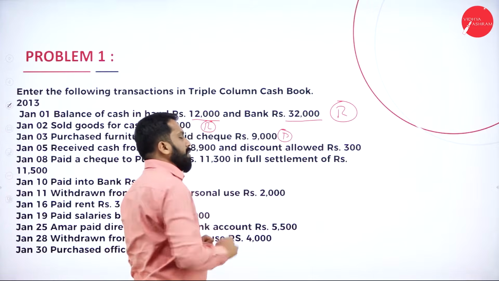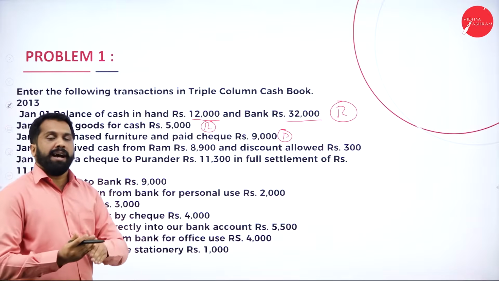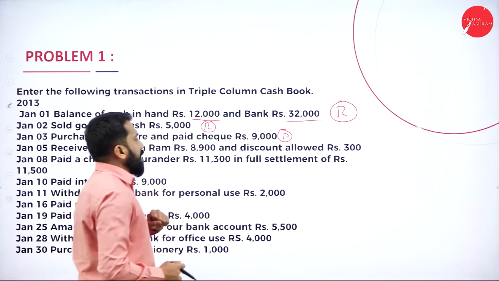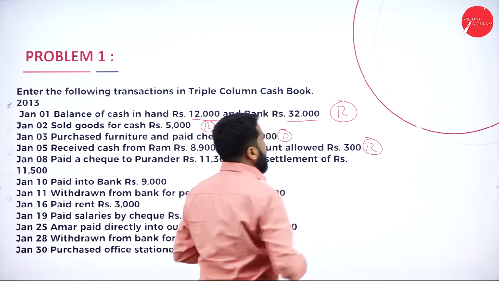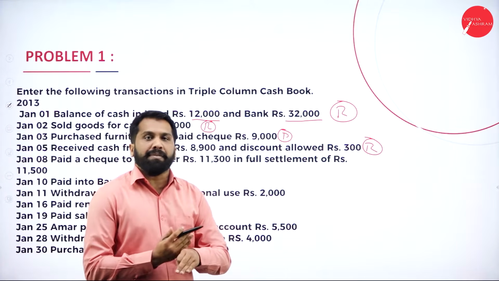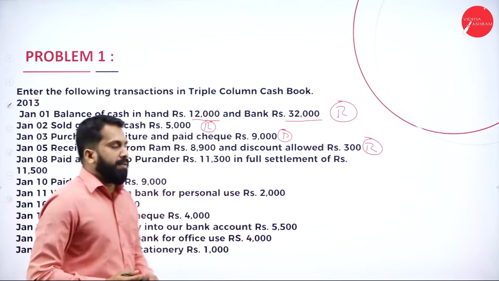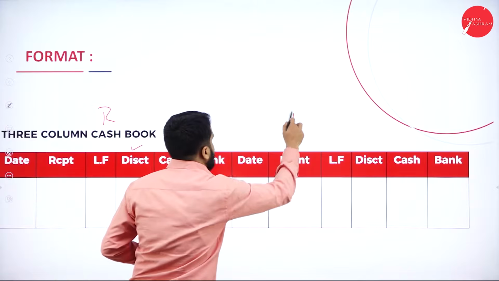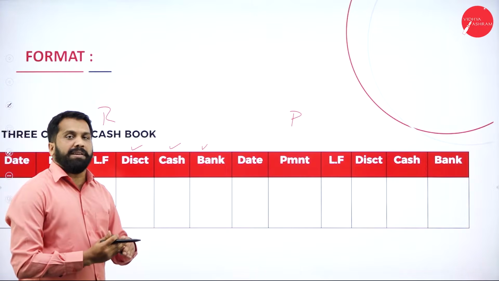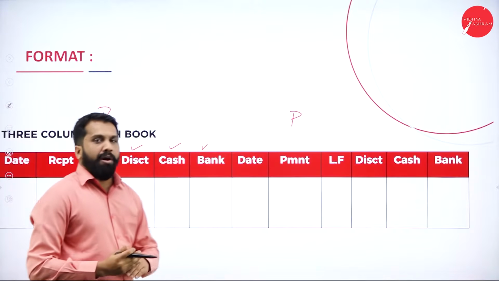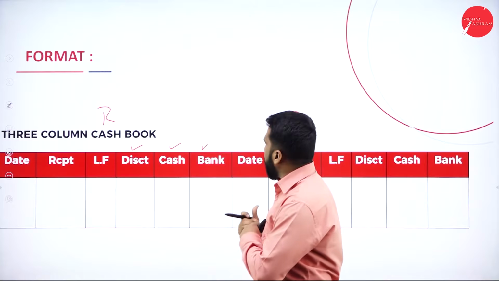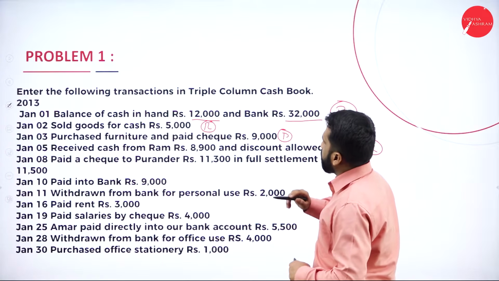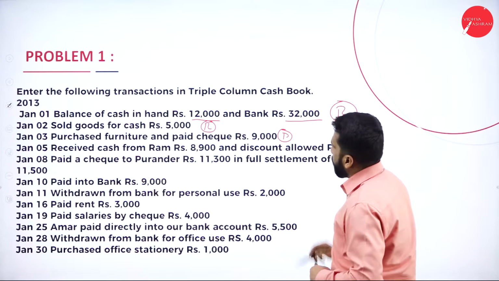Before you start your problem, you have to fix whether it is a receipt or a payment. Then received cash from Ram and discount allowed. Received means it comes under receipt side. Why am I classifying receipt and payment? Because this we call receipt, this we call payment. All we have mentioned as receipt comes under receipt side. All we mentioned as payment comes under payment side. Next, paid a cheque to Purandar. So it is a payment.